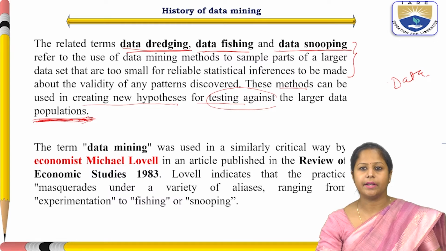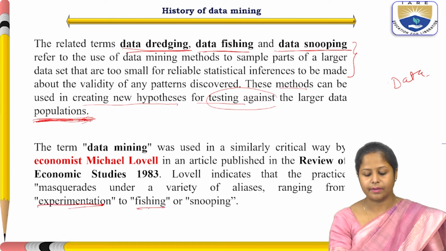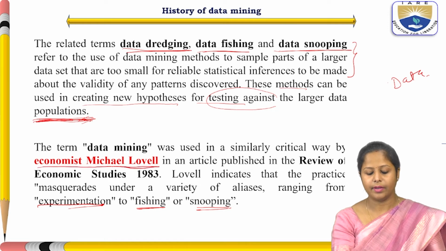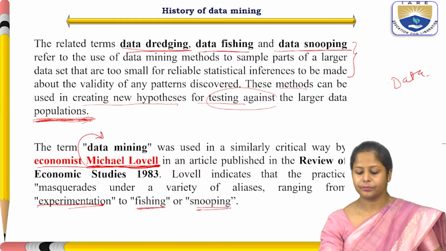The term data mining was used in a similarly critical way by economist Michael Lovell in an article published in the Review of Economic Studies in 1983. Lovell indicates that the practice masquerades under a variety of aliases, ranging from experimentation to fishing, which we call snooping. So the economist Michael Lovell was the first to use the term data mining.